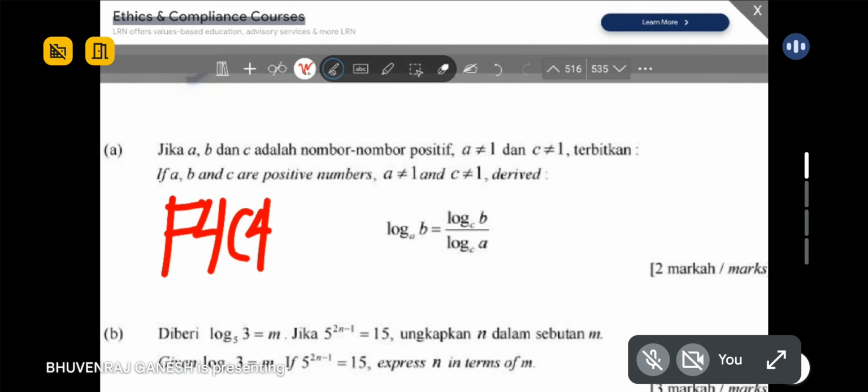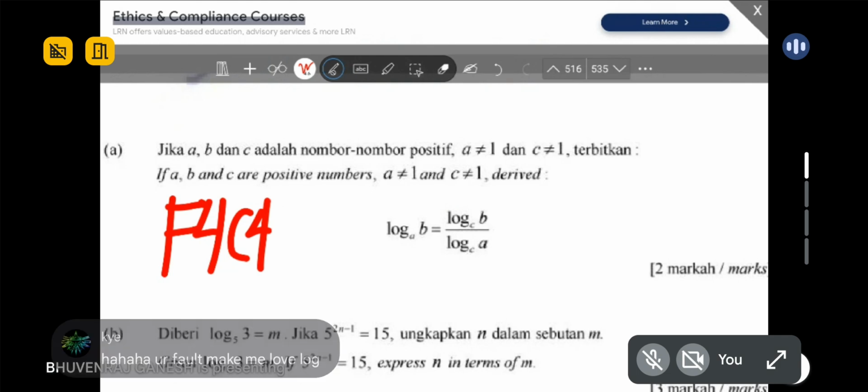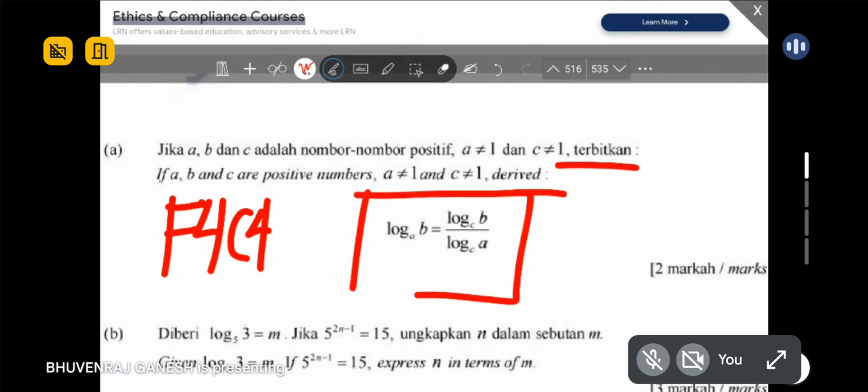Okay, so first question, guys. First question itself, they come out already. Derive, prove. Does anyone not know how to do this? Derive has no other method, guys. Derive is 100%, you must know the steps. There is no shortcut.